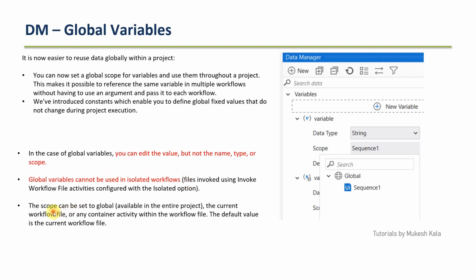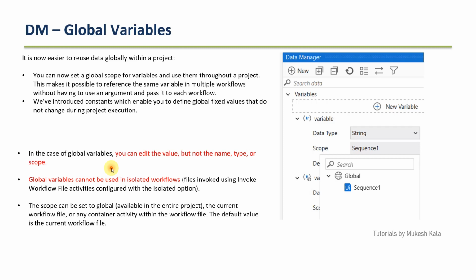The last thing, the scope can be set to global. Now when you set it to global, this means that it is set for the entire project, the current workflow, and all the containers in the current workflow. The default value is the current workflow, but you can always go and change it here. But again repeating, you cannot edit the name, the type or the scope. Once a variable is defined as global, you cannot come back.